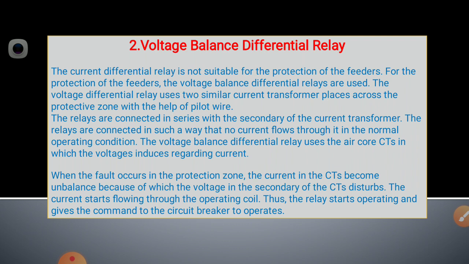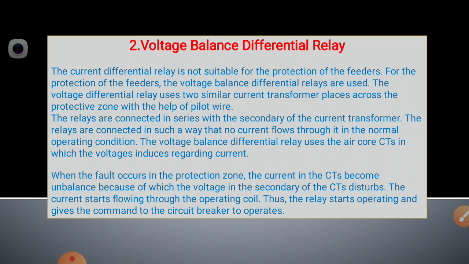The voltage balance differential relay uses air core current transformers, in which the voltage induces the resulting current. Now, when a fault occurs in the protected zone, the current in the CT, that is current transformer, becomes unbalanced, because of which the voltage in the secondary of the CT will be disturbed, and the current starts flowing through the operating coil. Thus, the relay starts operating and gives the command to the circuit breaker for its operation.